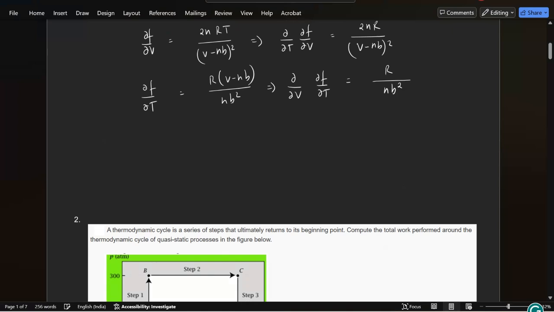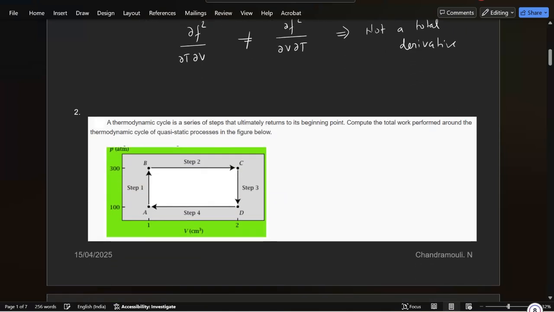Yes, that's quite evident. So basically, we'll just write it down. It's not equal. So that means it's not a total derivative. Okay, fine. So we have the answer here. Quite easy, straightforward. So you're clear with this, right?